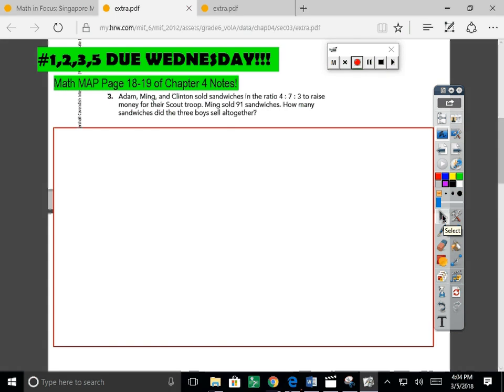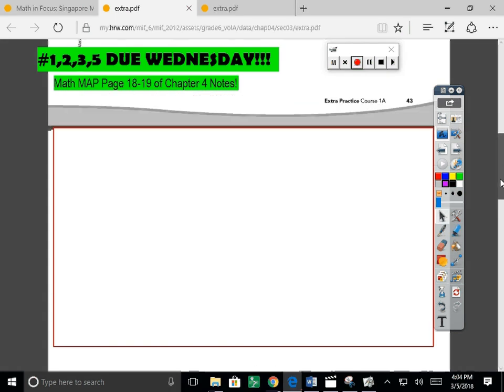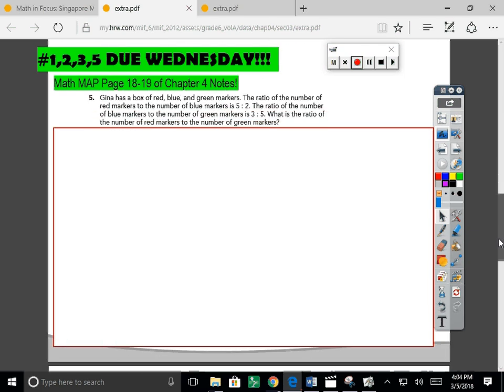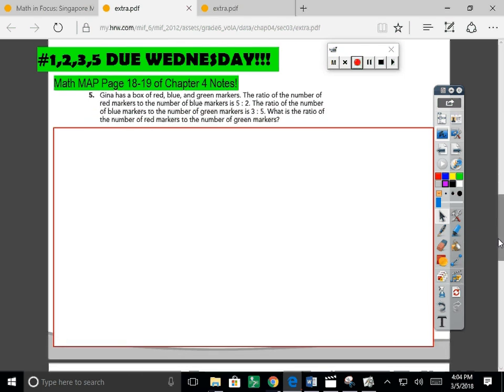The last one I'd like to look with you at today is number 5. So this is unique because this is a 2 ratio problem. This actually belongs to the math map on page 19 of your notes packet, I believe. So you're going to notice that even with a quick skim, there's a ratio of 5 to 2 and then a ratio of 3 to 5. This is interesting. So looking at that math map, they're going to ask us to follow all the steps through to try to get to a good answer.